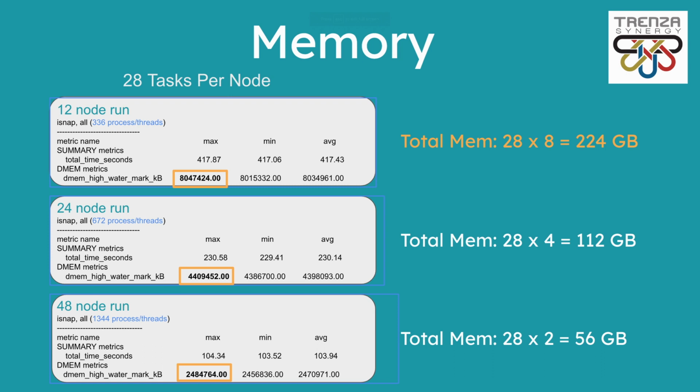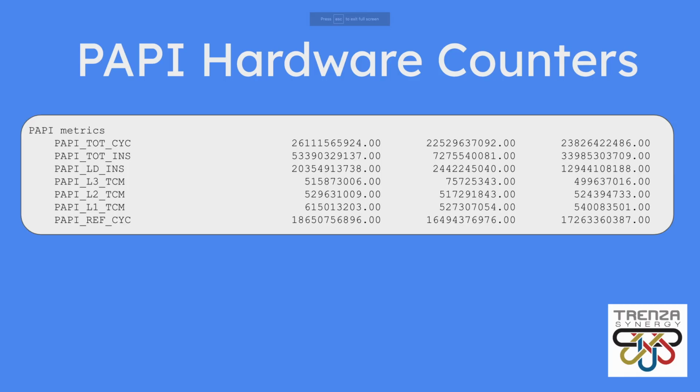When a fewer number of nodes are used with the same input, the amount of memory used per task increases. Survey output shows that in a 12-node run, the DMEM high water mark is 8 gigabytes. Now, with 28 tasks and 8 gigabytes per task, that's about 224 gigabytes, which is approaching the memory capacity of the node. We can conclude that using fewer than 12 nodes with the same input will lead to an out-of-memory error, that is OOM. A subset of the PAPI hardware counter metrics collected as a total during the entire run of the application are listed in the survey output.